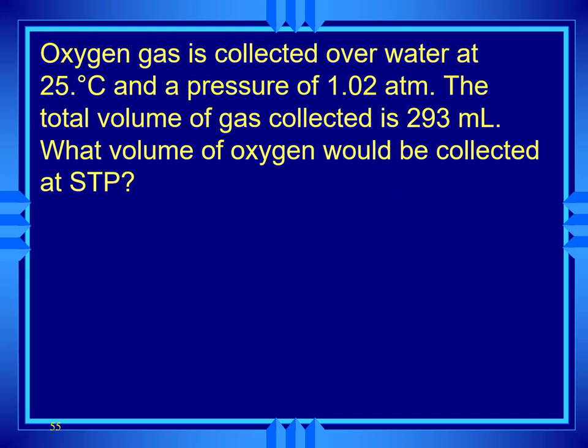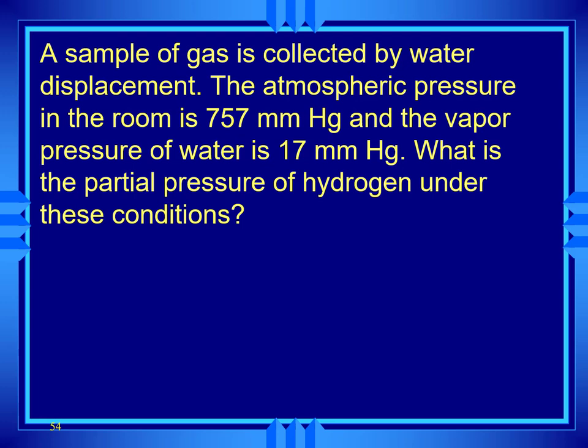Under the conditions of STP. Did I skip a question? Yeah, okay, there we go. That's the wrong one. Yeah, atmospheric pressure is 757, the pressure of water is 17. What is the partial pressure of hydrogen under these conditions?